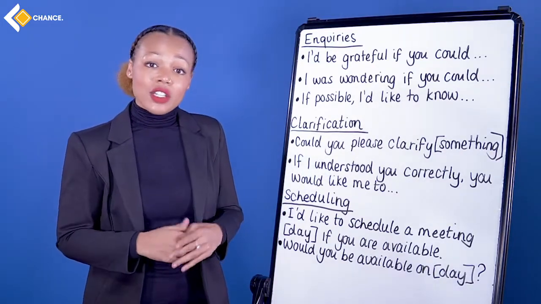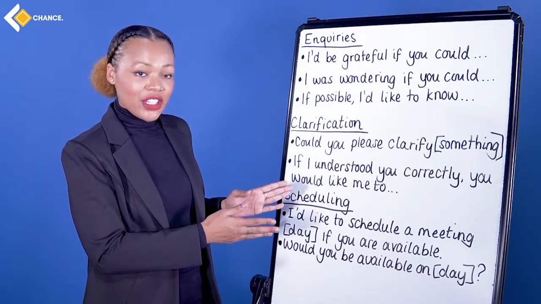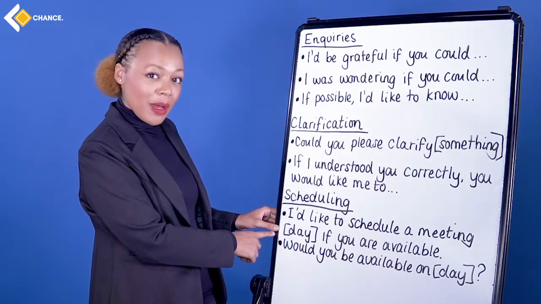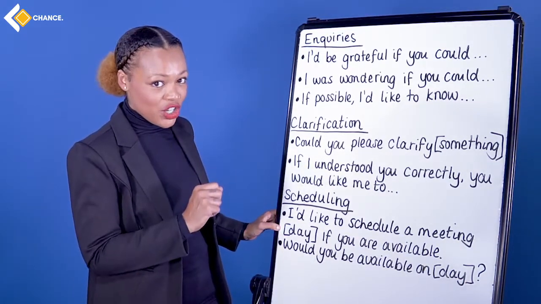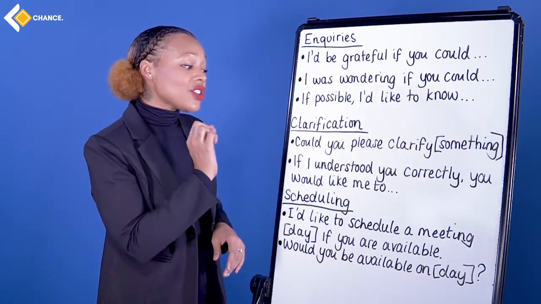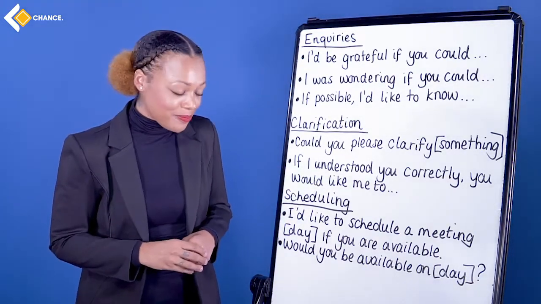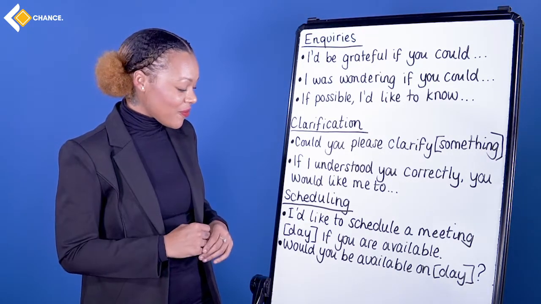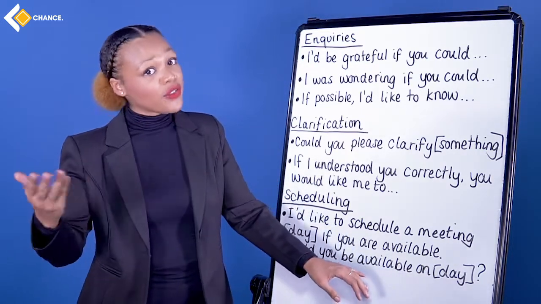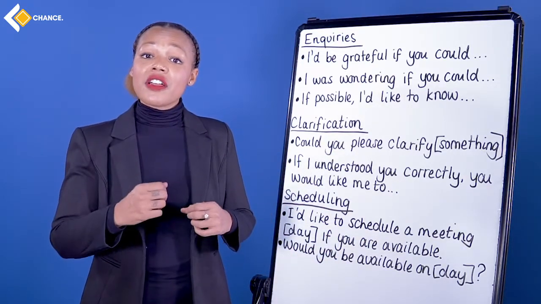The next is scheduling. So maybe you need to set up some meeting or you have to book some flights. You will have to schedule. So I'd like to schedule a meeting. Think about the day and be careful with your prepositions. If you are available. So I'd like to schedule a meeting on Thursday if you are available. Finally, would you be available on Monday? You could go further by saying, would you be available on Monday to discuss the proposal?